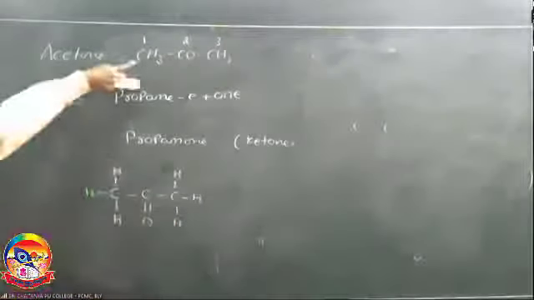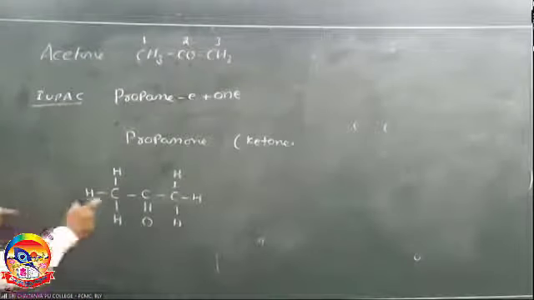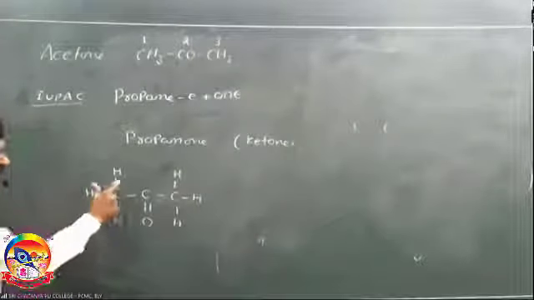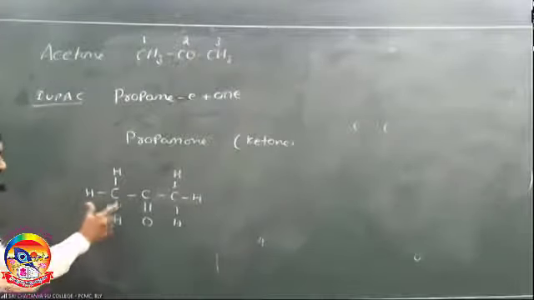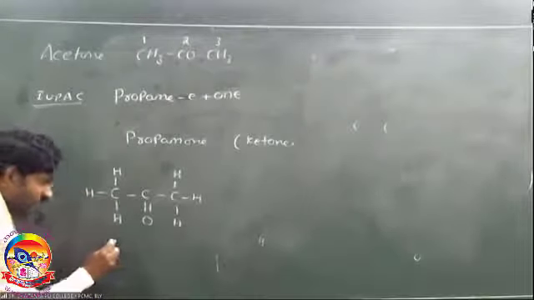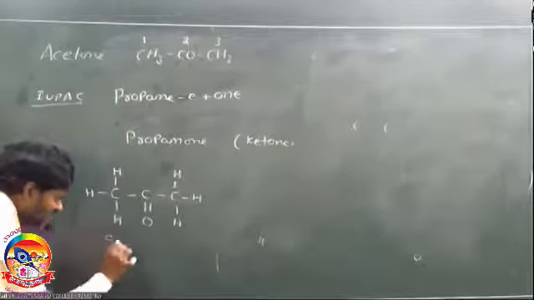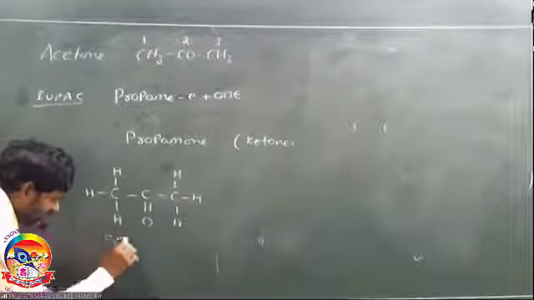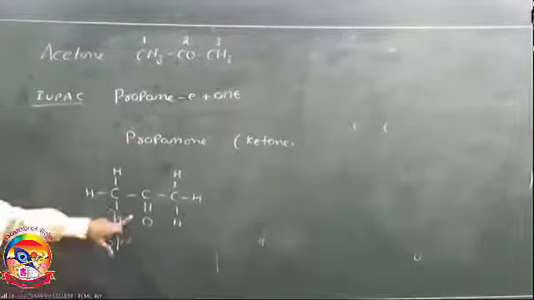Okay, let's do the first carbon. Here, the valency of carbon is 1, 2, 3, 4. So this carbon is attached to only sigma bonds. So what is the hybridization of the first carbon? sp3. Next, check the second carbon.